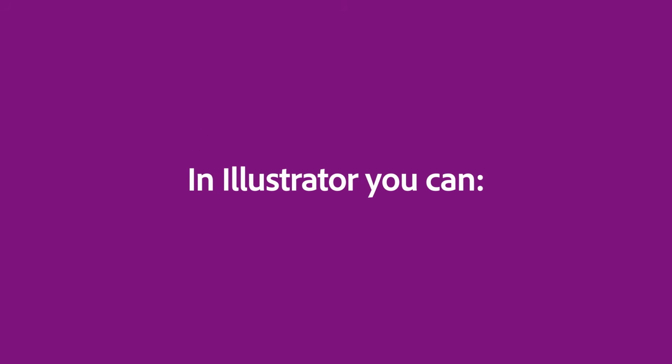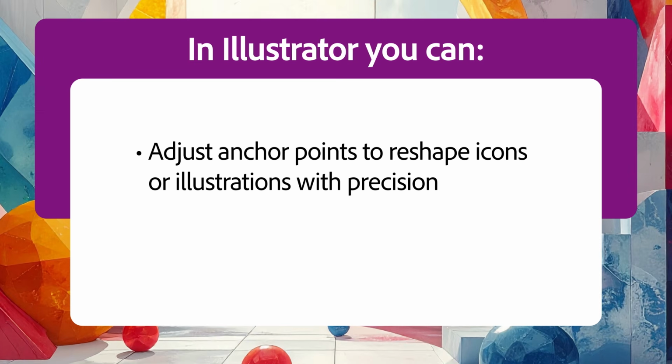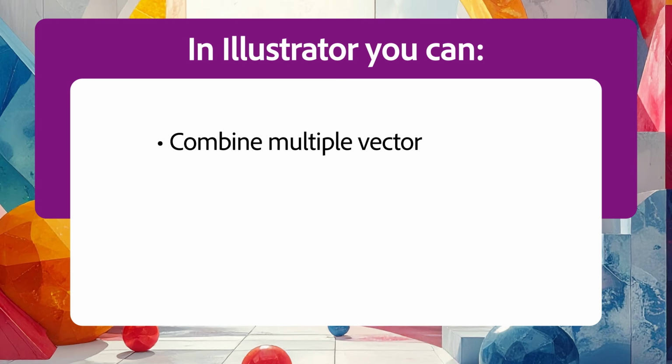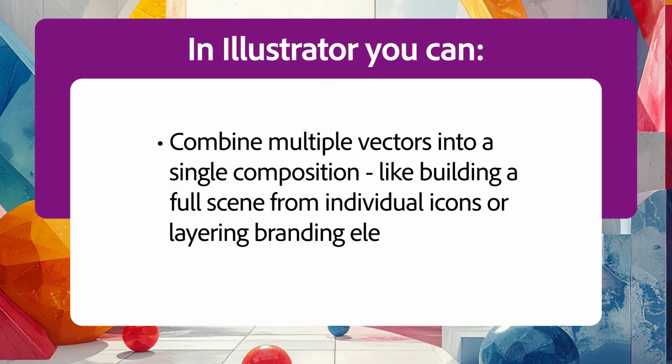And here's the kicker. Every output is editable. When Firefly generates a vector, it's not just giving you a static image, it's handing you a fully scalable, customizable SVG file. That means that you can open it in Illustrator and treat it like any other professional-grade vector asset. You can adjust anchor points to reshape icons or illustrations with precision, recolor elements to match your brand palette or campaign theme, combine multiple vectors into a single composition, like building a full scene from individual icons or layering brand elements into a cohesive layout. This flexibility is a game changer for those who work across formats.